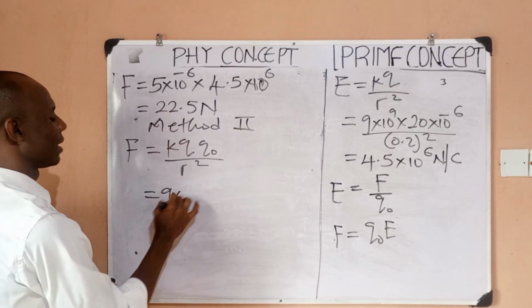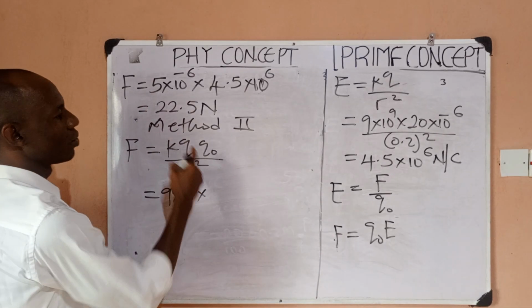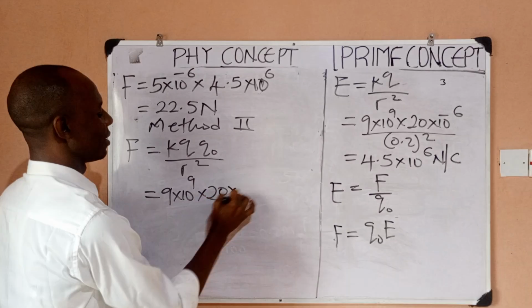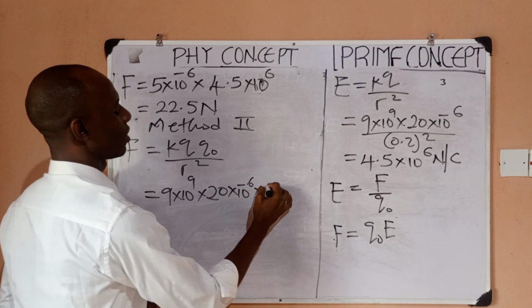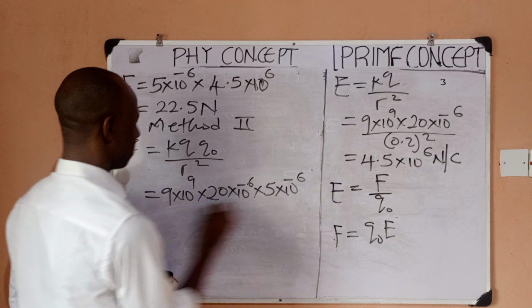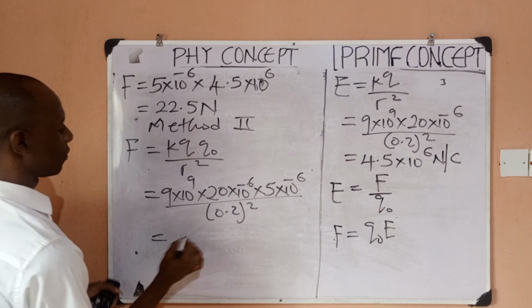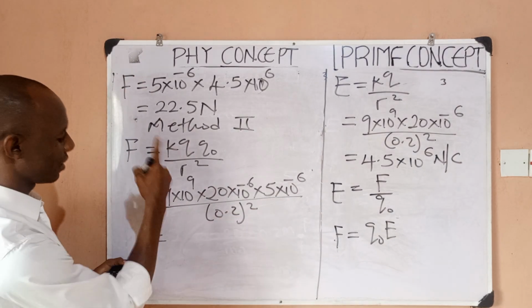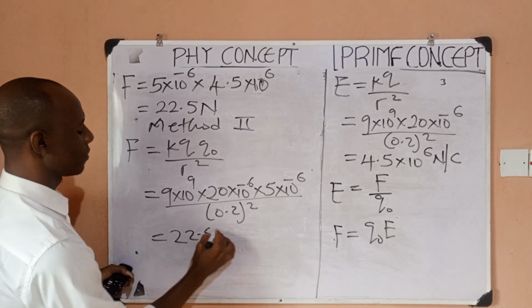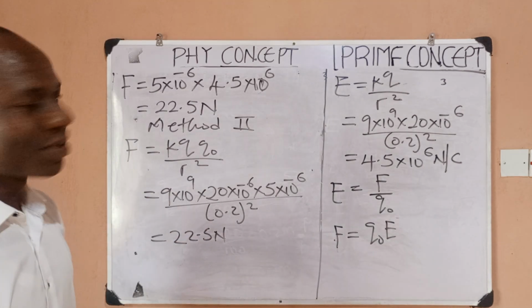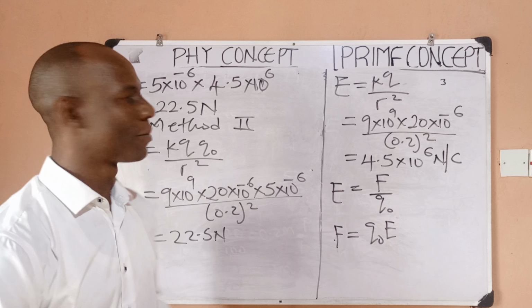K is 9 times 10 to the power 9. Q is 20 times 10 to the power minus 6. Q naught is 5 times 10 to the power minus 6, divided by 0.2 squared. If you punch this, of course, you would get the same 22.5 Newton as your force. I believe this concept is very clear.